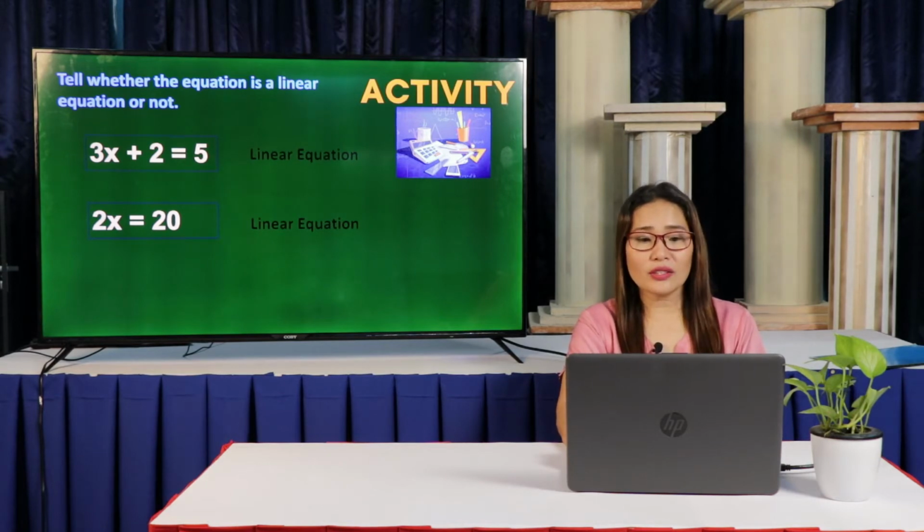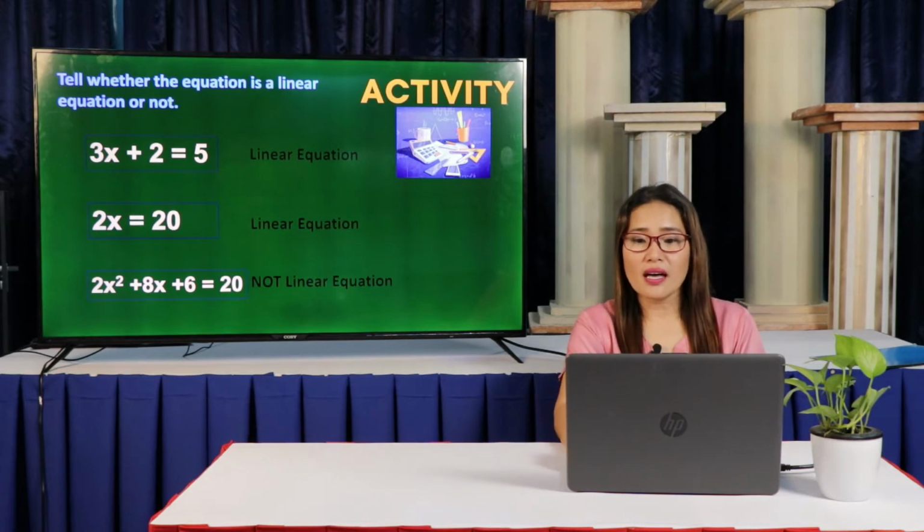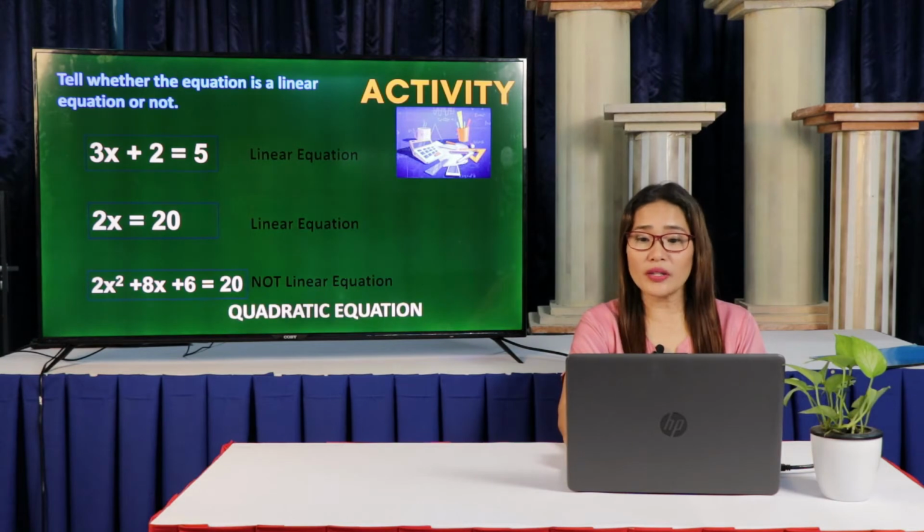Now, what about 2x squared plus 8x plus 6 equals 20? Is the given equation a linear equation? You are correct. The equation is not a linear equation. Why? It is because the highest exponent of the variable in the given equation is 2, and we call it a quadratic equation. Now we will dig deeper into this topic as we discuss further into the lesson.